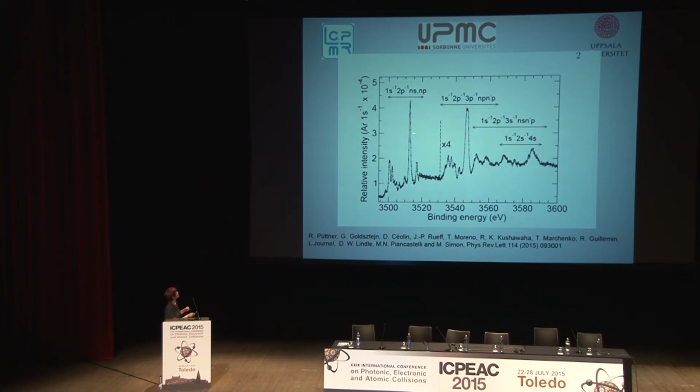And so this is the 1s-1, 2p-1, ns, np here. And then we have even double shake-ups, 1s-1, 2p-1, 3p-1, np and n'p. And then we also have the 1s-1, 2s-1 Rydberg states. So we published this recently. So let's look at a blow-up of this part of the spectrum.